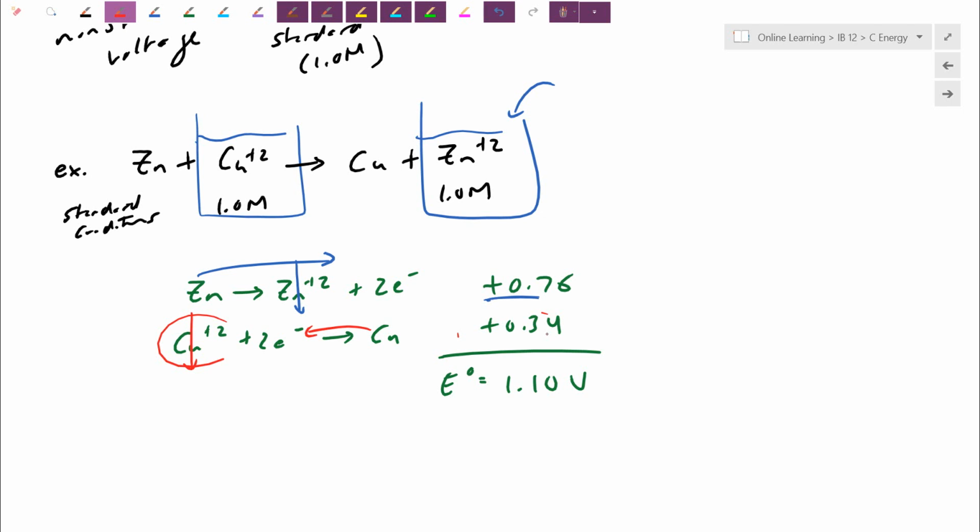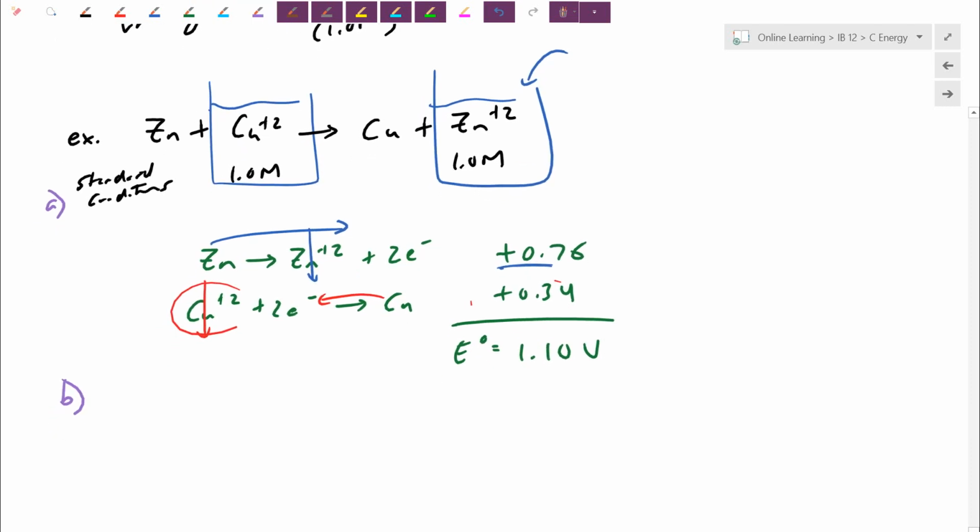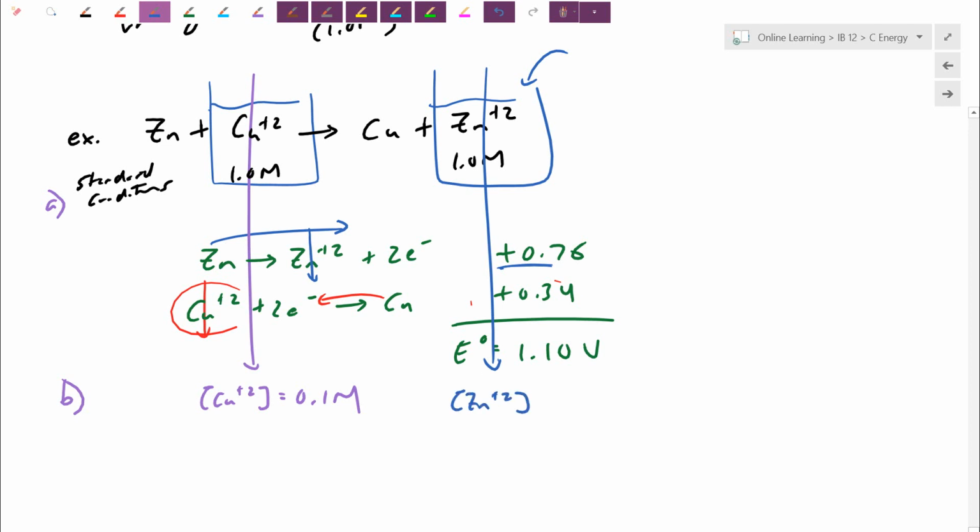for a little while. Right now this one is starting off at 1 molar. Let's say that's part A. Let's say part B, instead of adding water to artificially shift the equilibrium over, I've been running the battery a bit so that the copper concentration, I'm just going to totally make up numbers here, drops to 0.1 molar. And in the other case, this one here, Zn2+, has gone up to 1.9 molar.